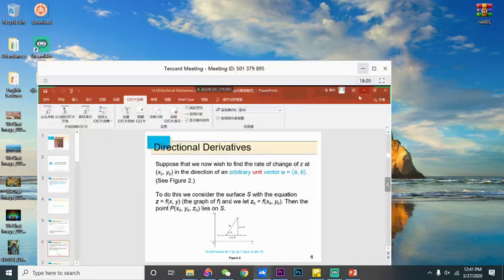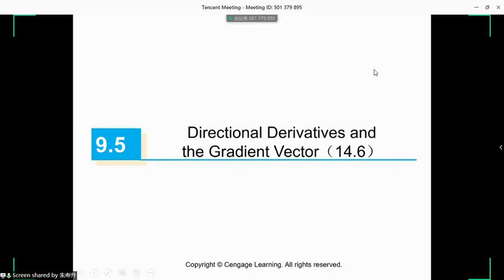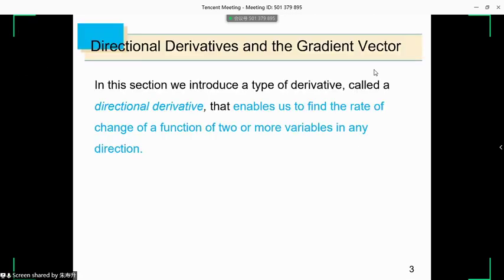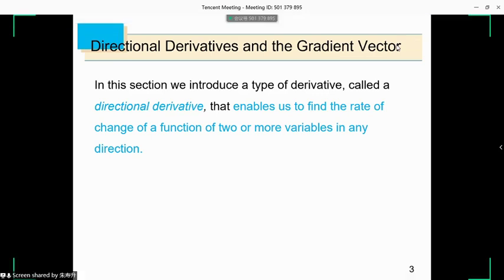This time, this will be a little difficult. We will learn the directional derivatives and the gradient vector. So we have learned the partial derivatives. This is a special derivative. It's in the direction of the x-axis or in the direction of the y-axis. But now we want to know something different.